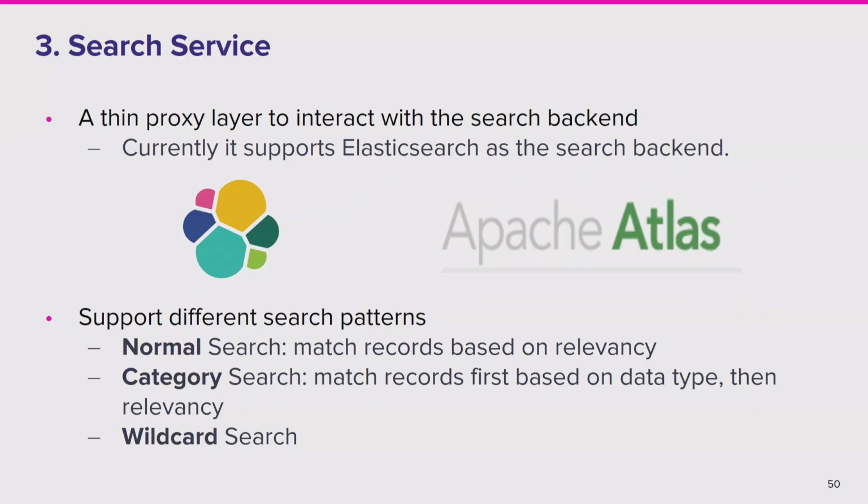Our search service supports a couple different patterns. We have the normal regular search where you just type in a word and get the matches based on that. We have category search, which is where folks can search in a particular category. So if they wanted to search only in Redshift tables, they can search database Redshift and then their search term. We also have a wildcard search.